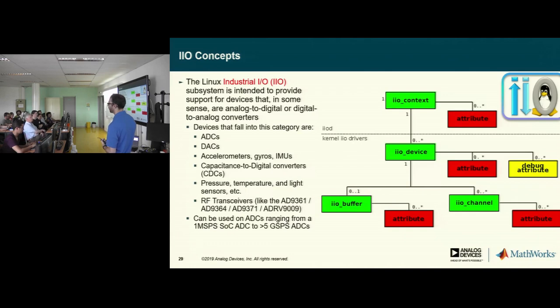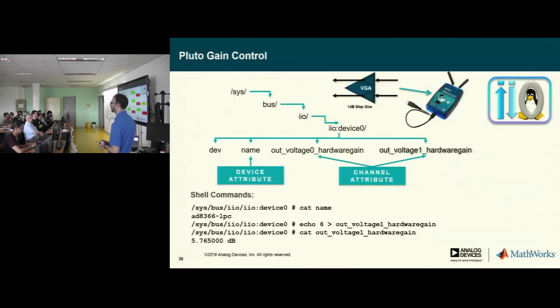And then at the bottom we have our I/O buffers and channels. And this is how we're moving data back and forth, how we're pushing data to the transceiver, pulling it back. And these will have attributes associated with them. So they'll tell you, here's the data type, is it signed, how is it shifted in the buffer, all the things that you need to understand what the data format is and to move it back and forth.